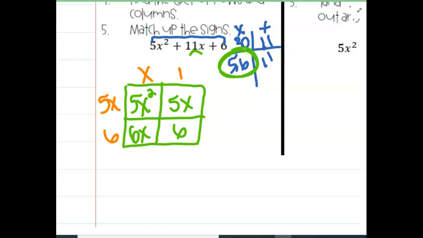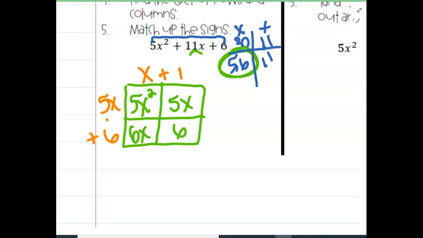The last thing you're going to do is match up the signs, because no one ever did the box method. This was either x plus 1 or x minus 1, and this was either 5x plus 6 or 5x minus 6. I just need to figure out what those are going to be. So you're going to look at the box closest to the term, and that's the sign that it's going to keep. So these are all positive. That's positive, that's positive, that's positive, that's positive. So this is an easy one. These are all going to be positives here.